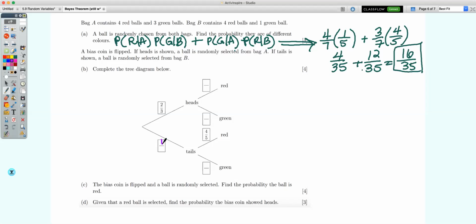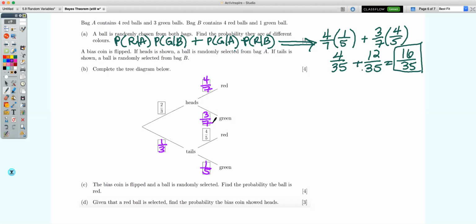1/3, okay? Then if we go down the tails branch, what's the probability of it being green? 1/5, okay? Let's go the heads branch. If I go the heads branch, what's the probability of red? The top, 4 out of 7. And then that means green would have to be 3 out of 7. All right.